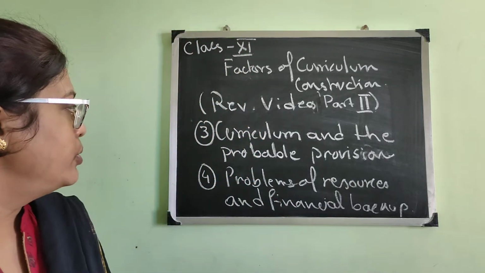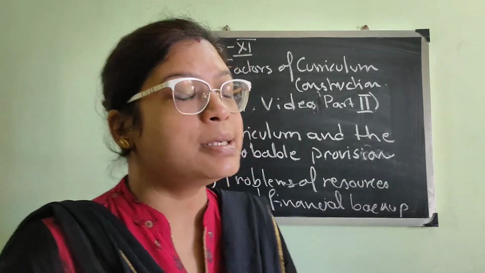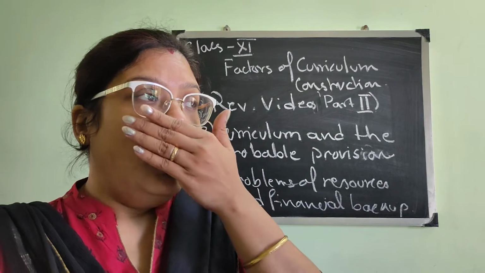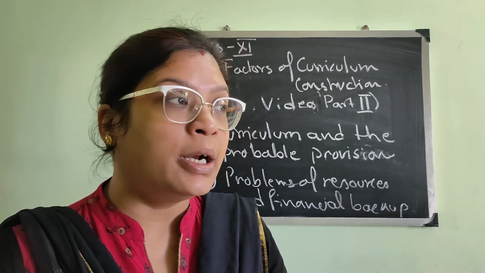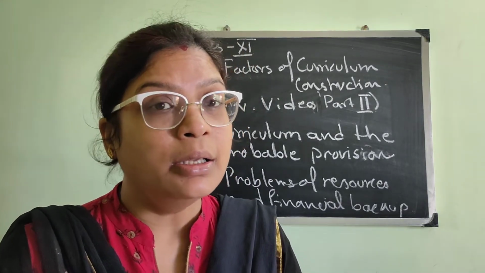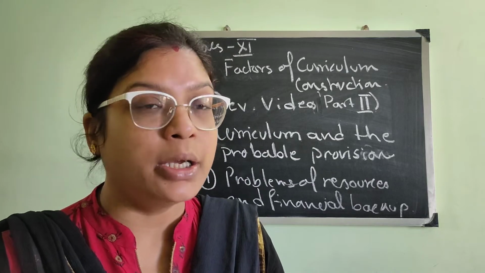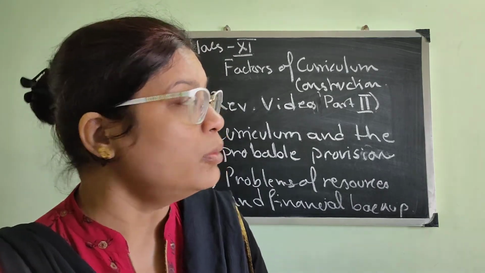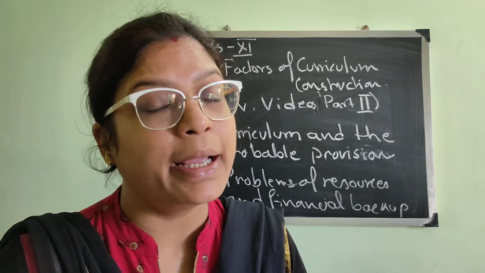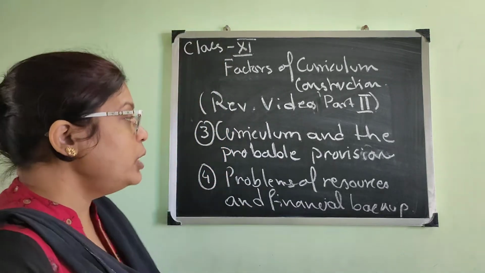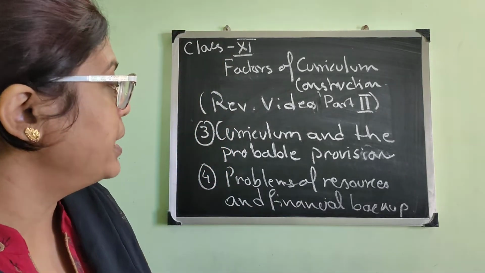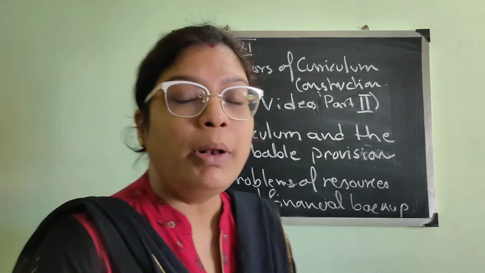And the second point was the need and capacity of the learner. That is, whether the type of education, the curriculum, can help to meet the need and capacity of an individual. Today we are going to start with the third point, that is curriculum and the probable provisions.